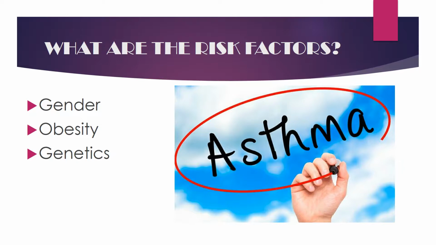Now we will have genetics. Genetics is a major risk factor because of the genetic disposition atopy. Atopy is the tendency, genetically, to develop an allergic response to common allergens. Also genetically, if your family has asthma, there is a chance that you will also be diagnosed with asthma.